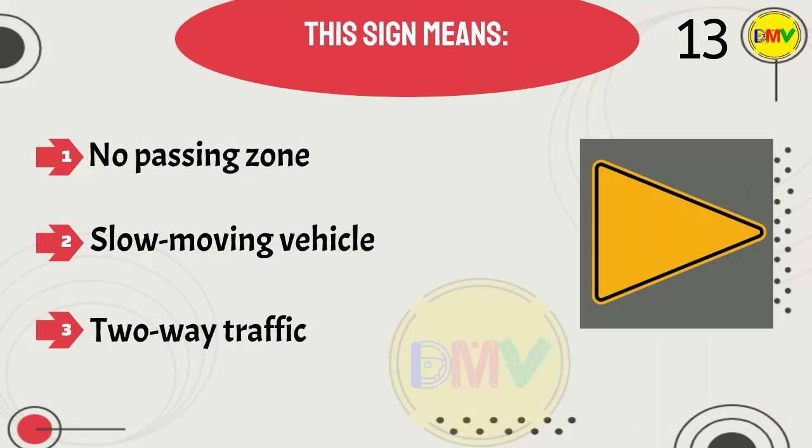The question 13. This sign means 1. No passing zone. 2. Slow-moving vehicle. 3. Two-way traffic. The correct answer is 1. A triangular yellow sign with black lettering indicates a no passing zone. It will appear on the left side of a two-way, two-lane roadway at the beginning of an area where prohibitive pavement markings are also used.